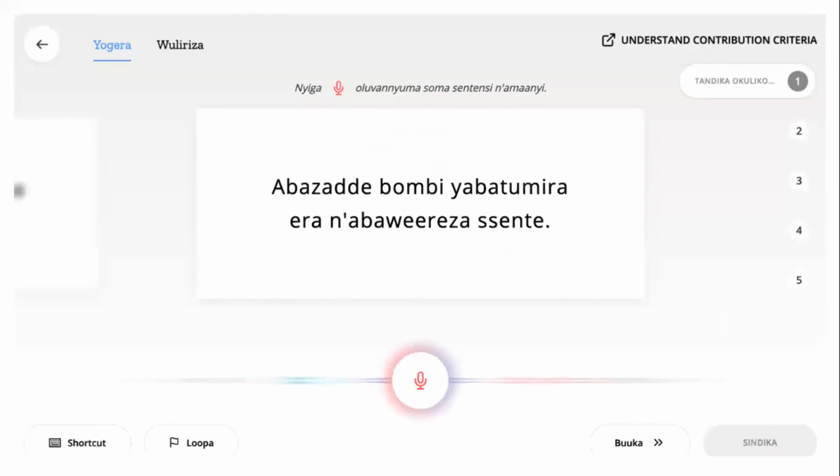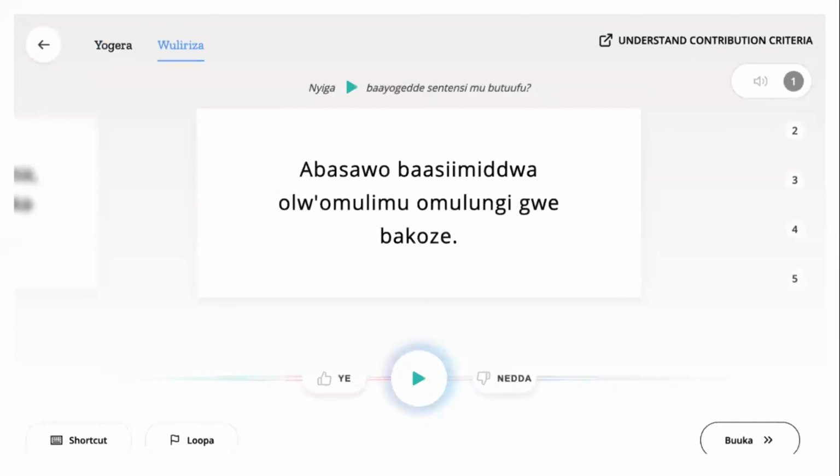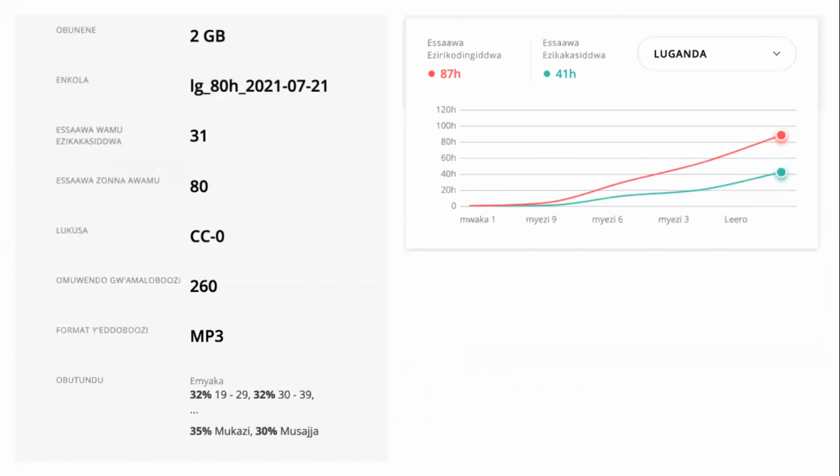So we have different people come to this platform and they start reading these sentences in Luganda. And as they're reading these sentences, they are recording themselves. So in the end, we have a text and we also have audio. So on the other side, other people come and validate whether these people who are contributing voices actually read the sentences in the right way. And once we have this, we have our data set.